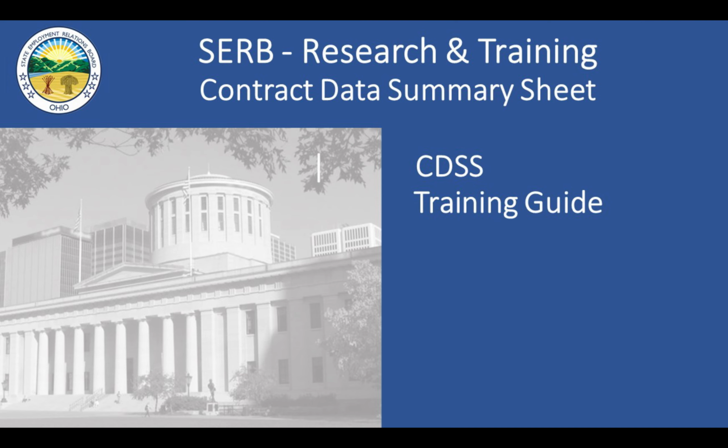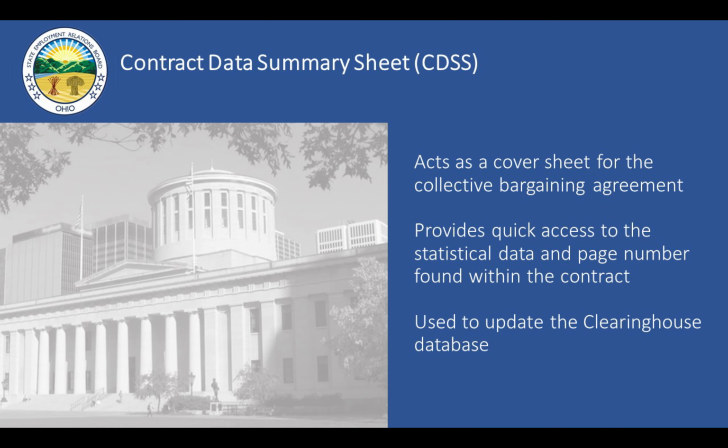Welcome to the training guide on how to find and fill out the contract data summary sheets, which we commonly refer to as a CDSS. The CDSS acts as a cover sheet for the collective bargaining agreement and provides quick access to the statistical data and page numbers of all the information that is contained within the labor agreement. This information is used to update the clearinghouse database and ensures the accuracy and integrity of the data.